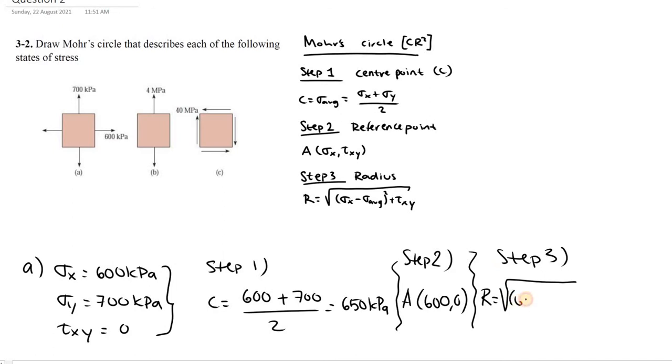600 minus 650, squared. And again, we don't actually have shear stress in this one, but I'll still put it in there. And what we find is our radius of this circle is 50 kilopascals. So now we have all the values for us to be able to start drawing our Mohr's circle.